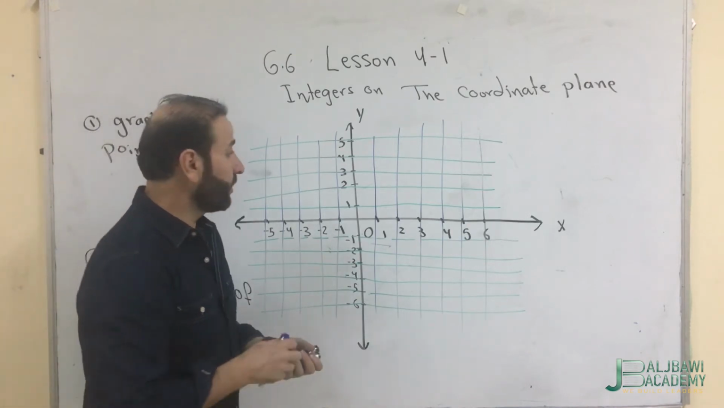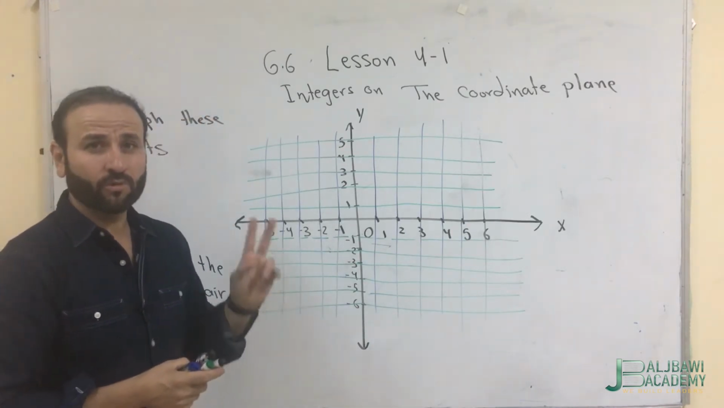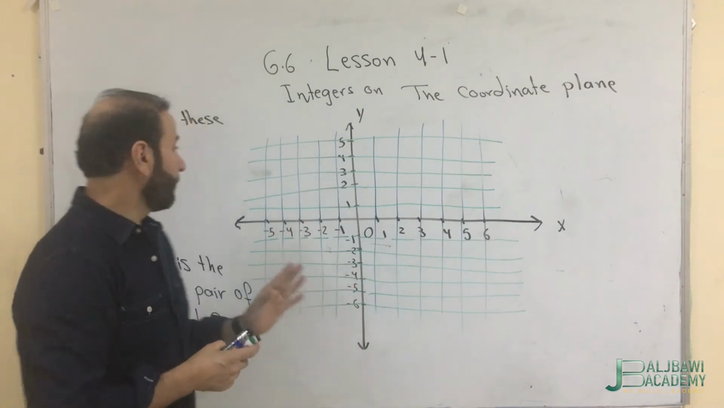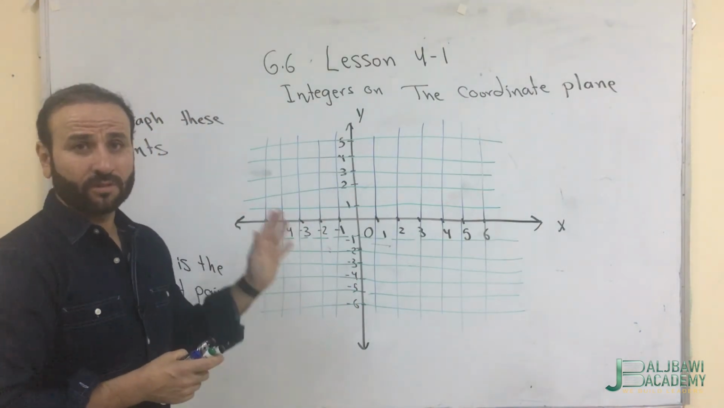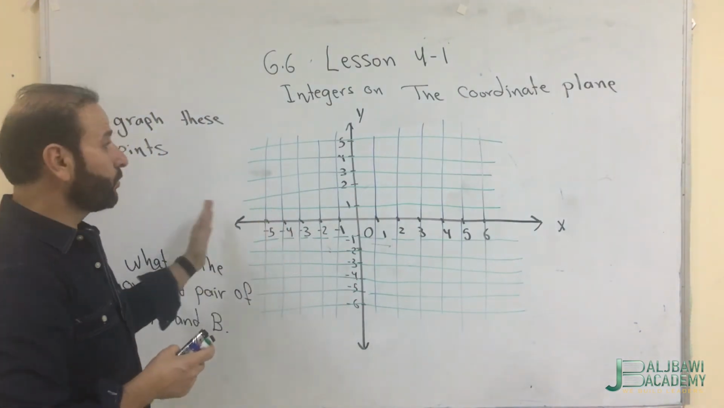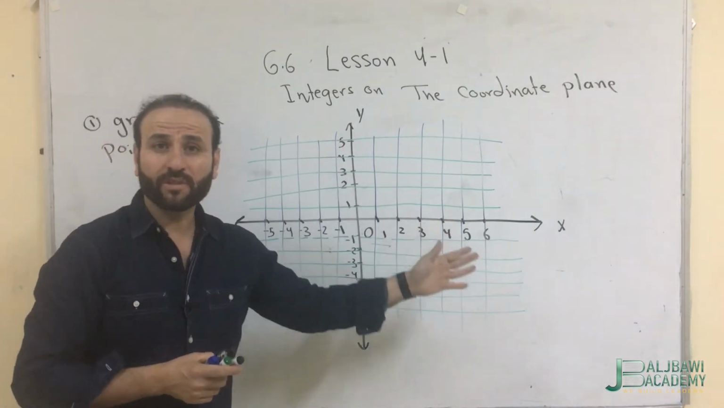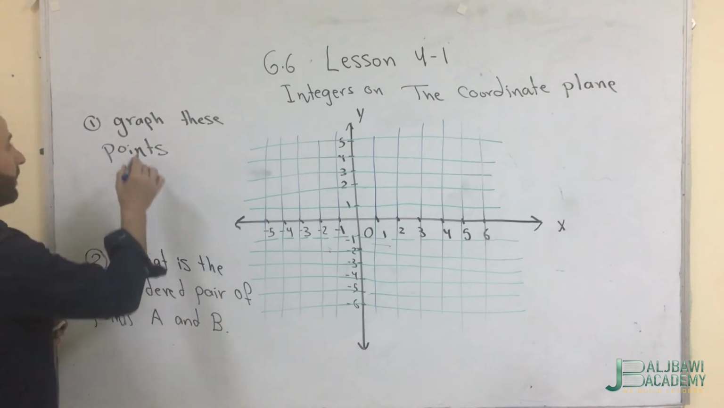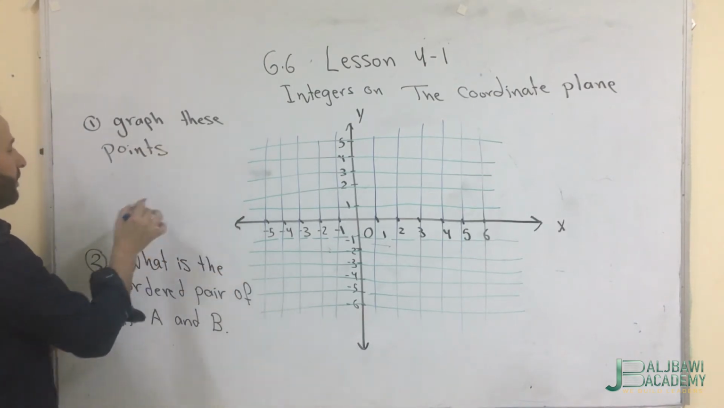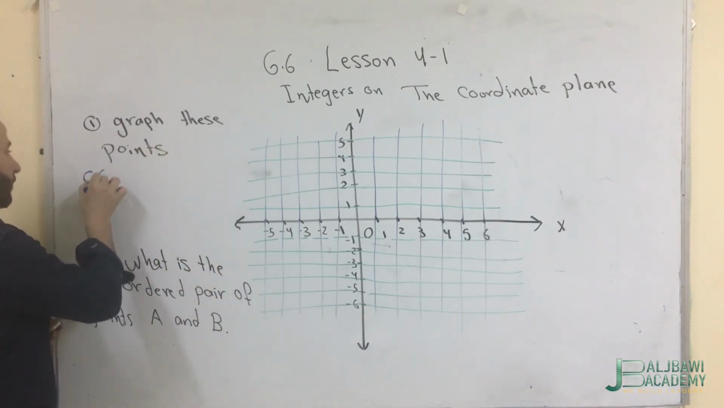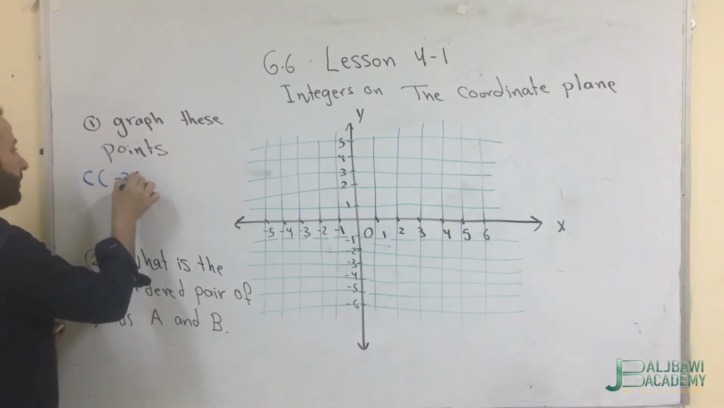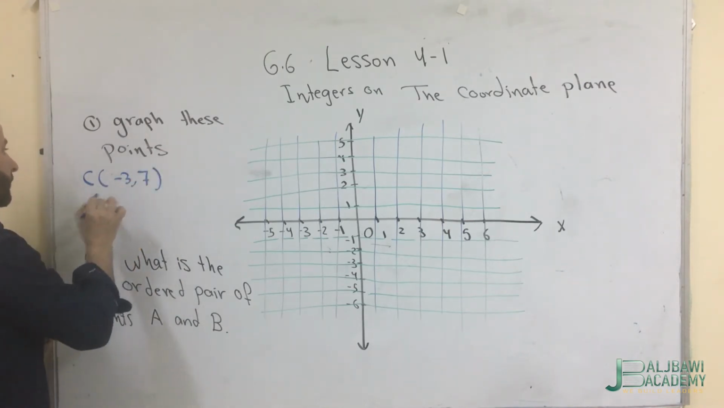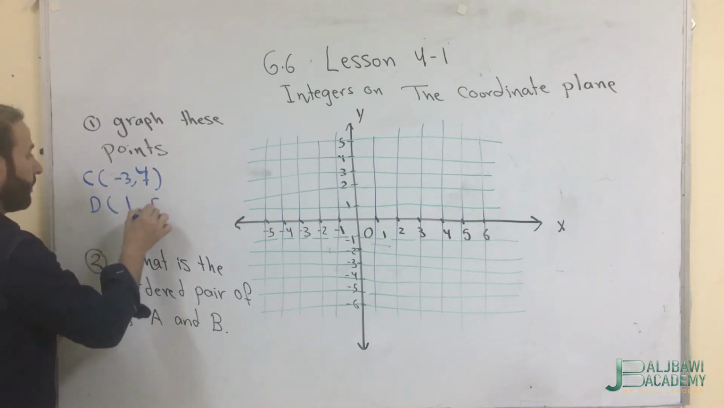In this lesson you will learn two main concepts. If you are given some points or some ordered pairs and you want to graph and label them on the coordinate plane. Here I will give you some points, graph and label these points. If I give you C, for example, -3, 4, and D, 1, 5.